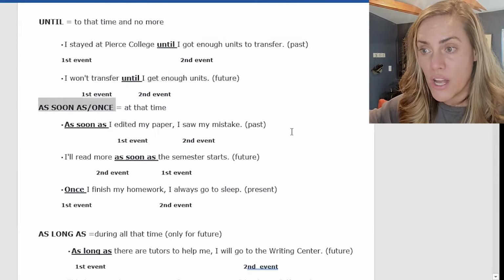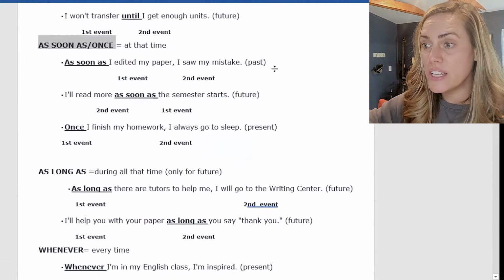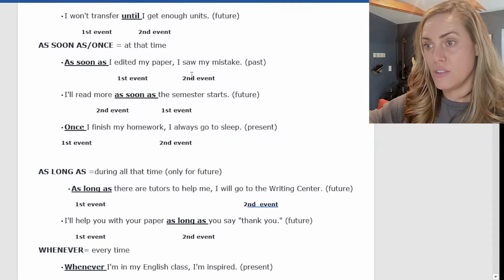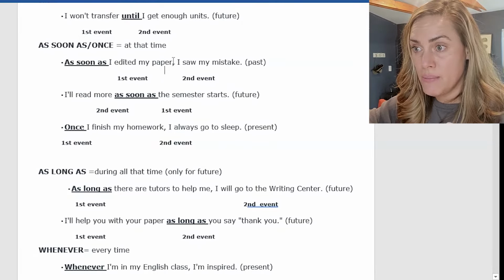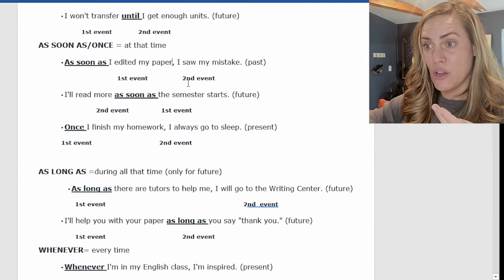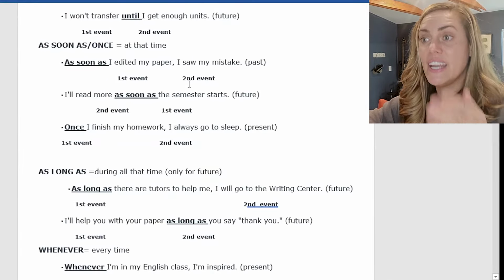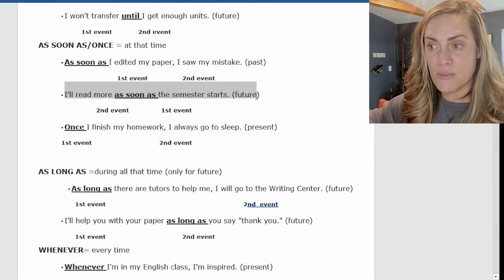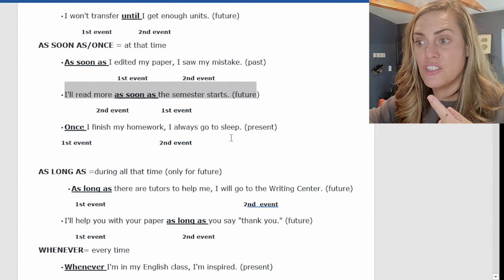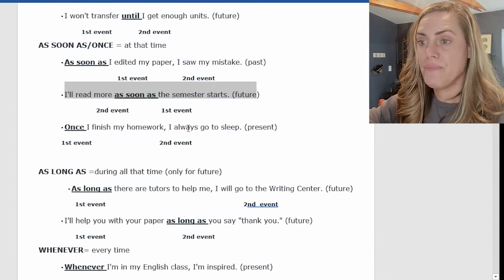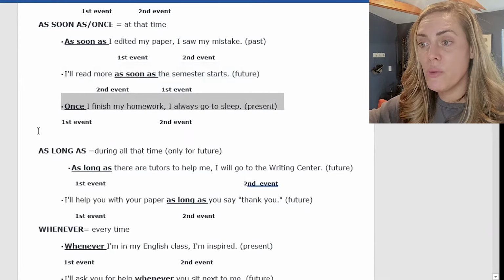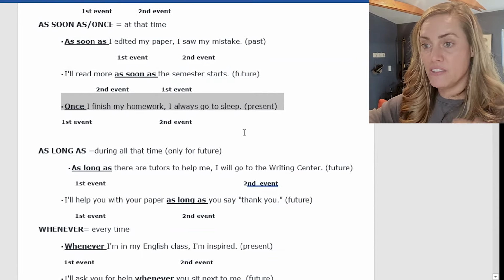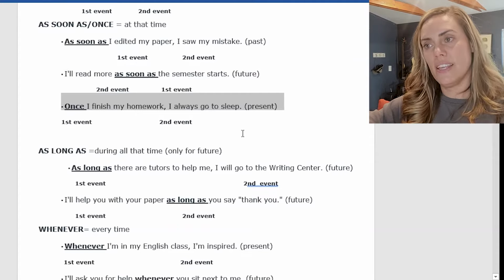As soon as or once is another time word that we use with adverb clauses. So you can see, as soon as I edited my paper, I saw my mistake. So that just means first I edited my paper and then I saw my mistake. Or here, I'll read more as soon as the semester starts. First, the semester needs to start. Second, I'll read more, okay? Or, once I finish my homework, I always go to sleep. This is what I do as a routine every day. The first thing is I finish my homework. The second thing is I go to sleep.